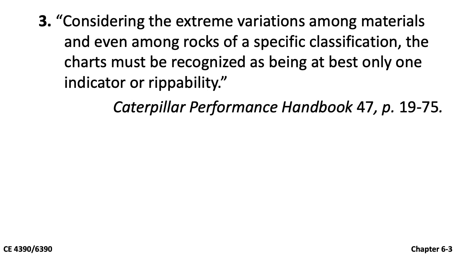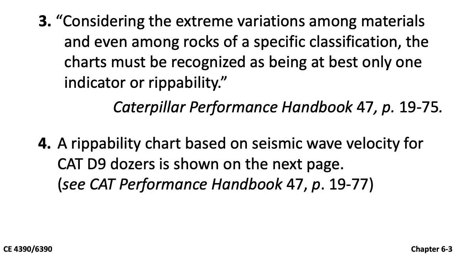Considering the extreme variations among materials, and even among rocks of a specific classification, the charts must be recognized as being at best only one indicator. The Caterpillar Performance Handbook is another source to find rippability, based on seismic wave velocity. The figure shown on the next page is the performance chart for CE4390 dozers.